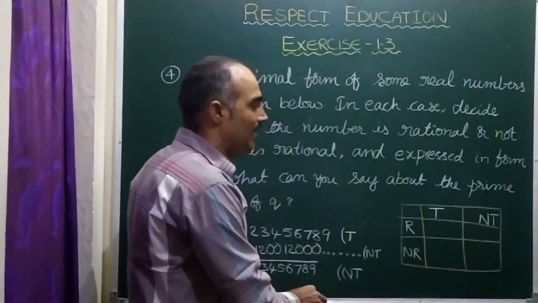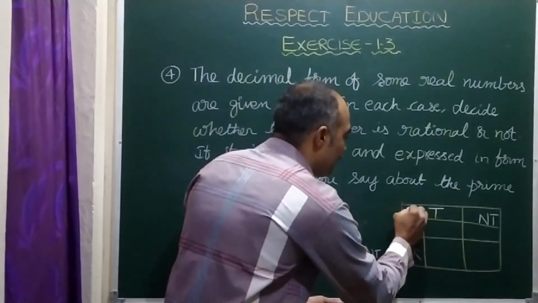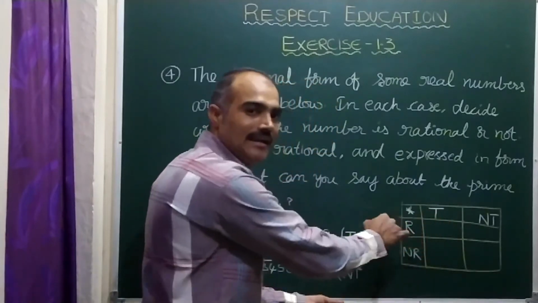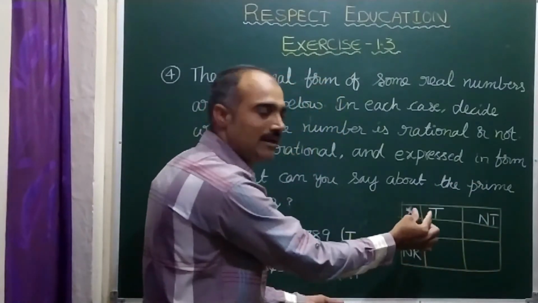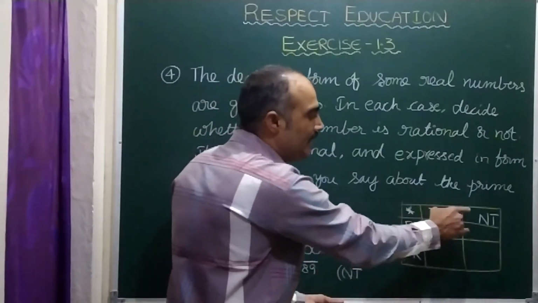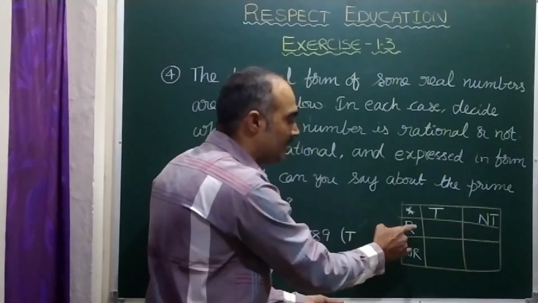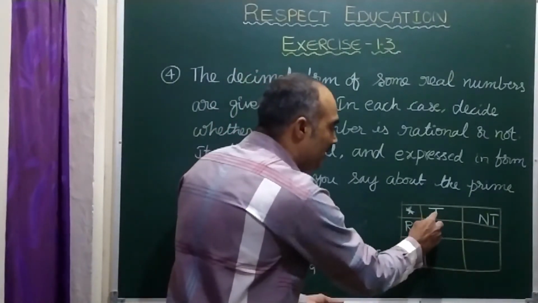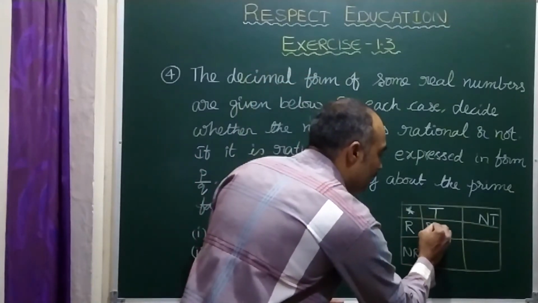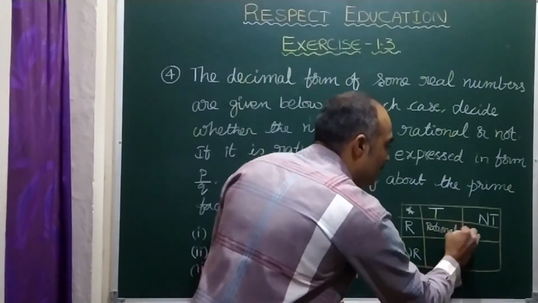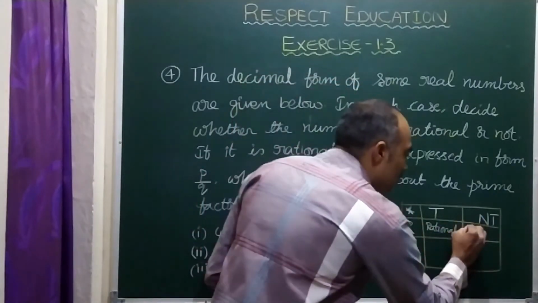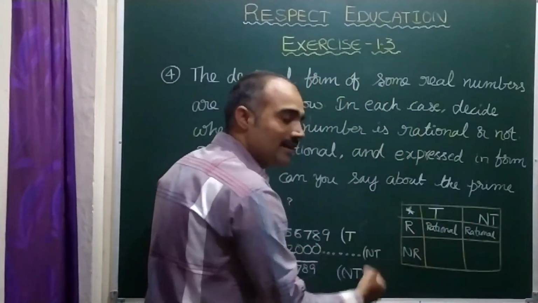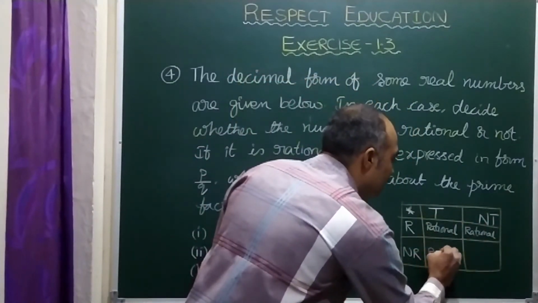See here, if any decimal expansion is terminating and recurring, as I do not have more space, children, I am just writing the starting letters. T for terminating and NT for non-terminating, R for recurring, NR for non-recurring. See, it is terminating and recurring. Terminating and recurring means that is rational. Non-terminating recurring, that is also rational. Terminating but non-recurring, that is also rational.